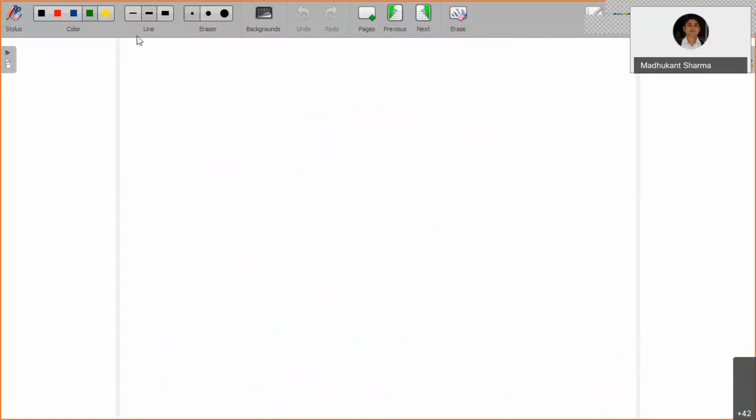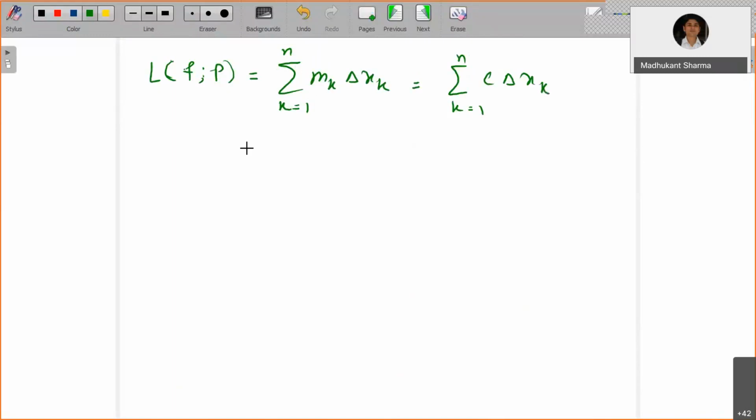Let me write it here. So L(f,P), I'm just writing here; similarly, you can follow the same for U(f,P) as well. So L(f,P) is the summation of small mk delta xk, k equals 1 to n. Small mk is c for every k equals 1 to n, you agree, right? So c is there, the summation k equals 1 to n of c times delta xk. Now c is independent of k, c is a constant. So c times the summation k equals 1 to n of delta xk.